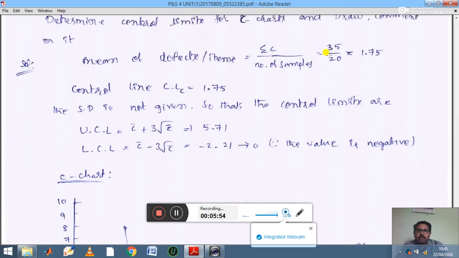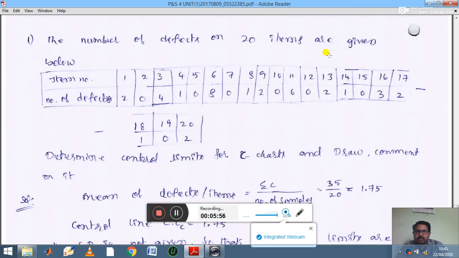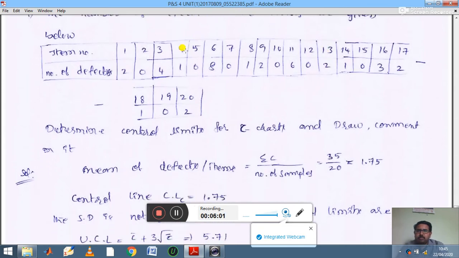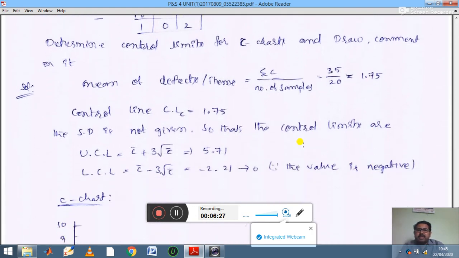If you add the given C values, you need to add this number of defectives. This is nothing but your C values. If you add this second row, you get a sum of 35, the summation of C values divided by the number of samples. They have given a total of 20 samples, therefore 35 divided by 20 gives 1.75. 1.75 is your CL value.